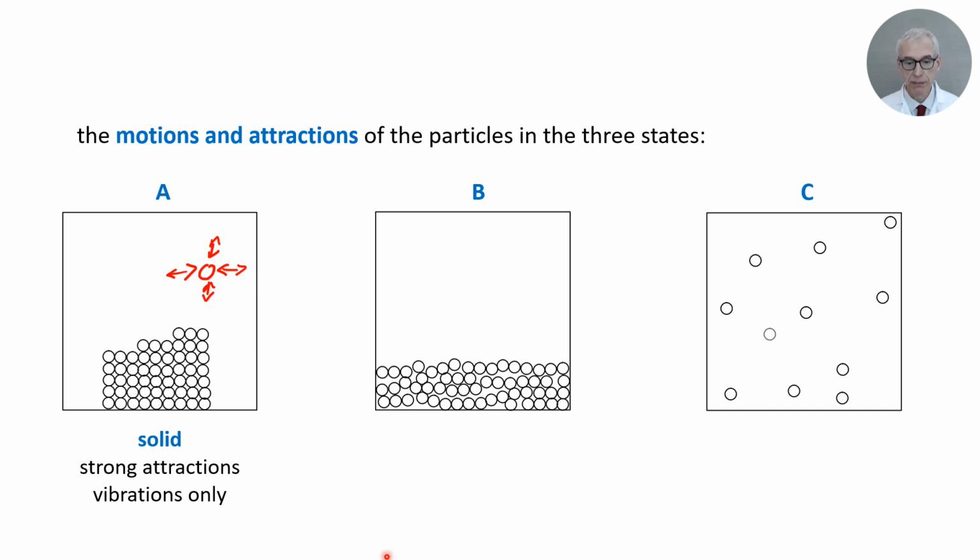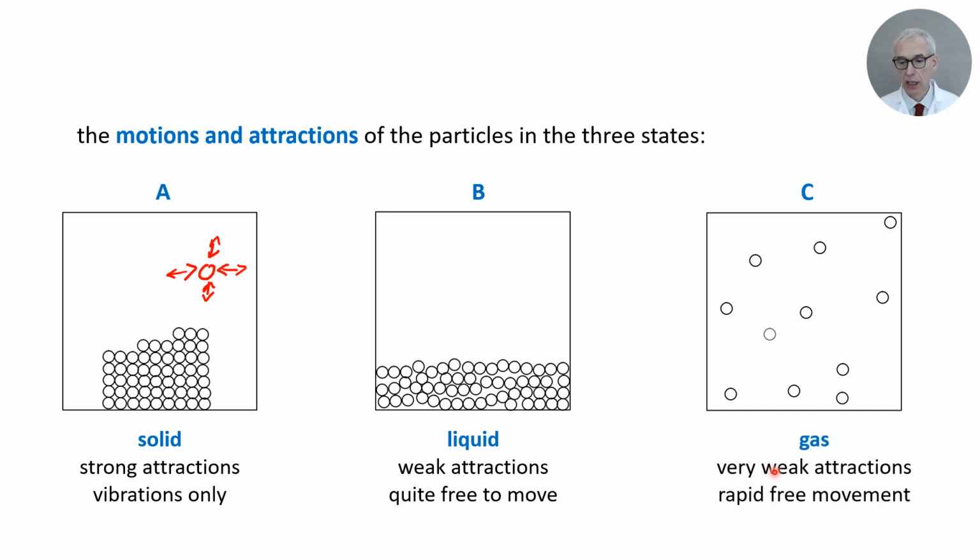In a liquid, we've got weak attractions between the particles, and they are relatively free to move. In a gas, the attractions between particles are very weak, and the particles show rapid free movement.